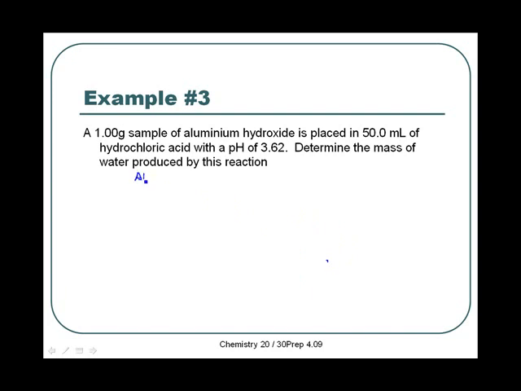So it'll be Al(OH)3 because aluminum is a 3 plus metal. It's a solid because they gave us the mass. Plus hydrochloric acid, so HCl. And because they said acid, we know it's aqueous. And they react to produce. And it's going to be a double replacement reaction, in this case a neutralization because it's an acid and a base. We're going to get AlCl3.